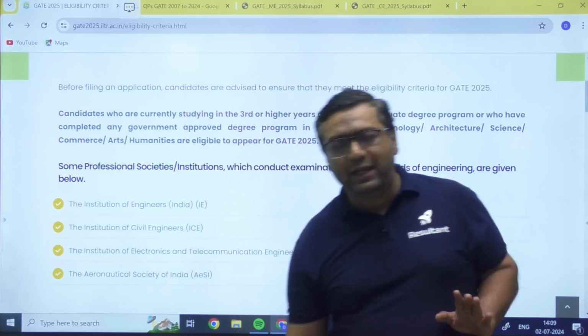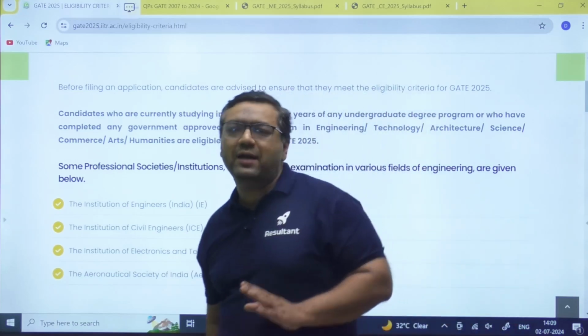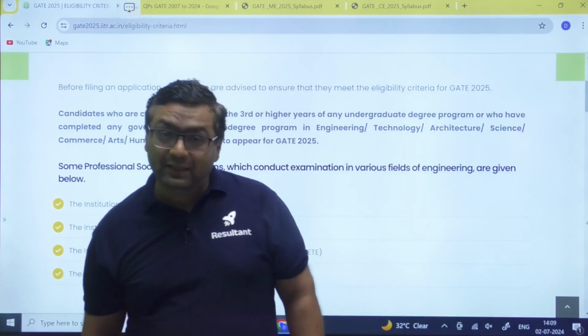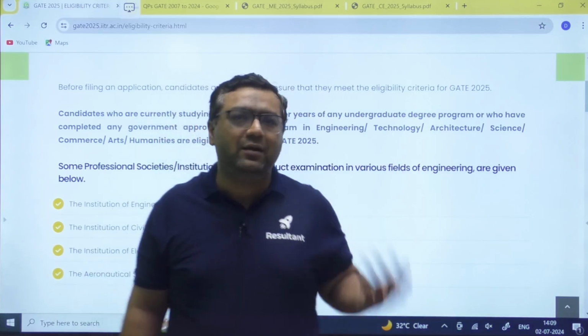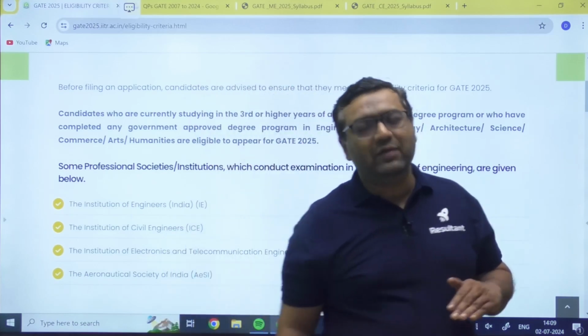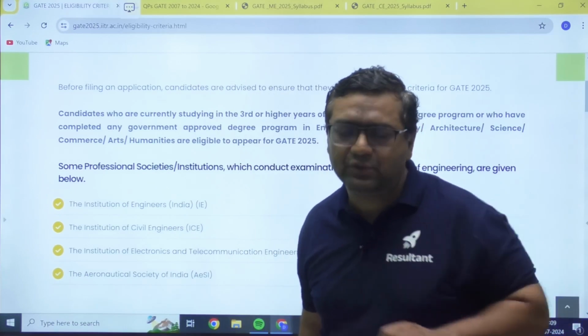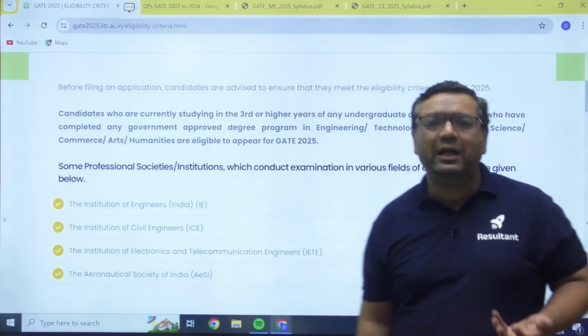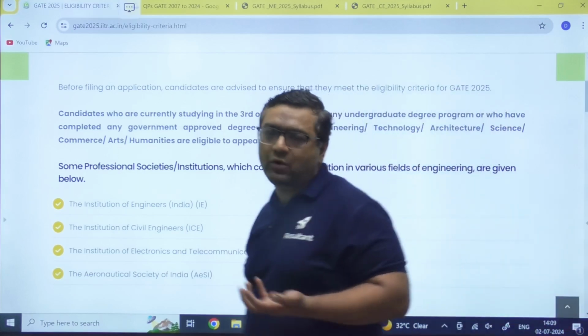So, I would like to tell you, generally PSUs take final year students only. It is not like if you give the exam in third year, that score may be valid in the next year. When we are talking about the third year score, that is majorly going to help you for MTech admissions, okay, not in the PSUs.